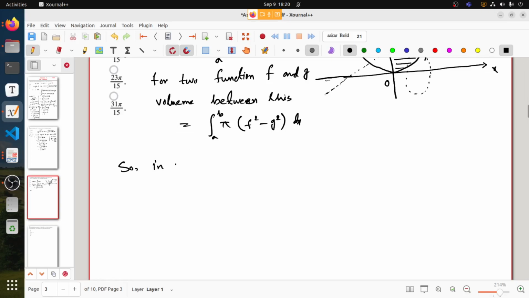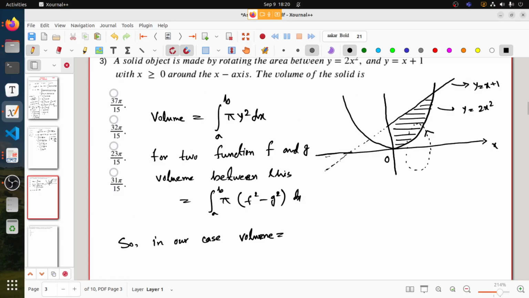So in our case, we have to find the limits, right. We know this is the point 0, and you have to find this point where they will intersect, right. So we will integrate from 0 to this point. So you have to find the intersection point, where these two will intersect. Where these two intersect, these two curves get the same value, right.